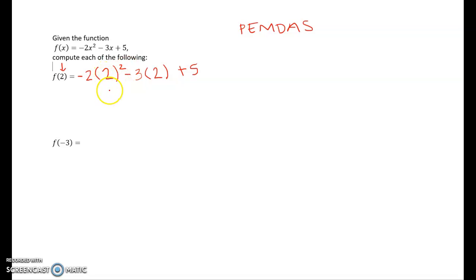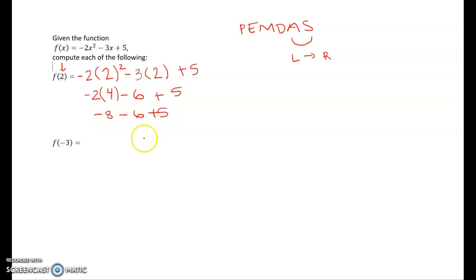So we'll do 2 squared, which is 4, still times that negative 2. Now we can do this one, negative 3 times 2, because there's not an exponent connected, and we've already done the exponent, and then plus 5. So now we have negative 8 minus 6 plus 5. Now at this point in order of operations, it might be tempting to do adding first and then subtract, but we actually want to add and subtract together from left to right. So we're going to start with negative 8 minus 6 and then plus 5.